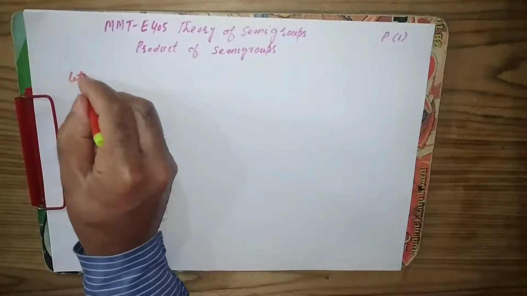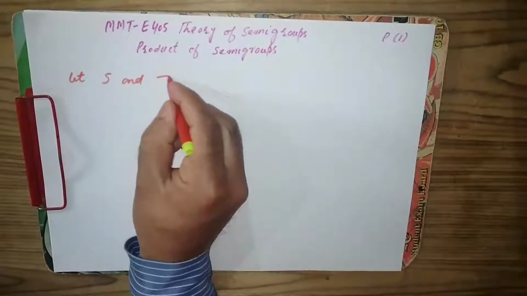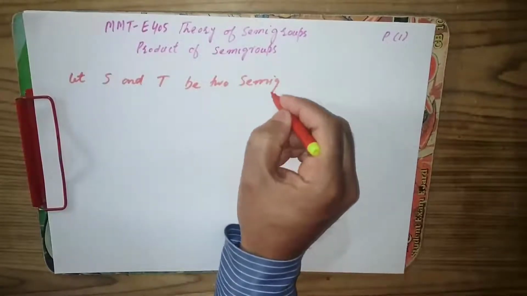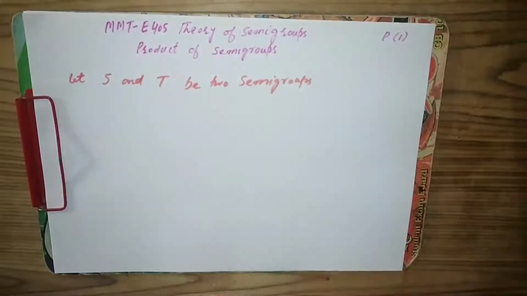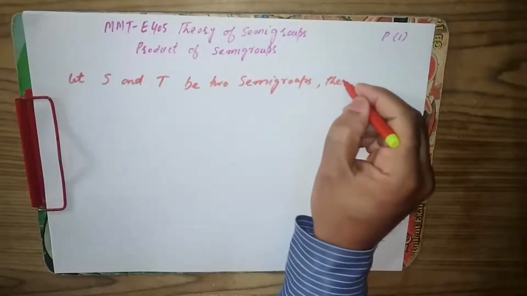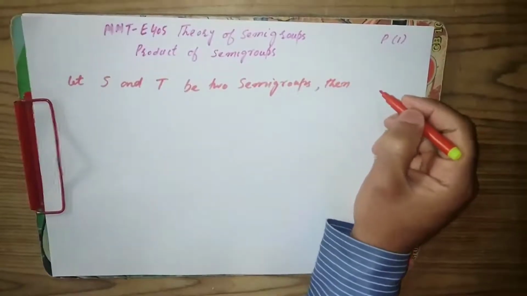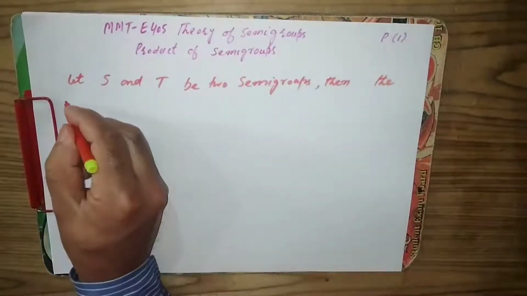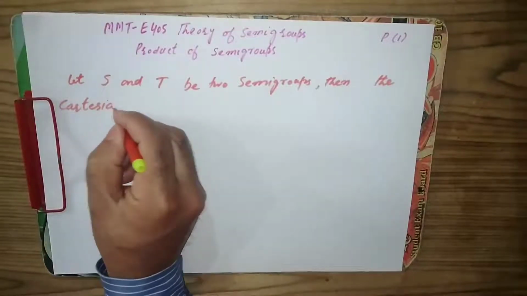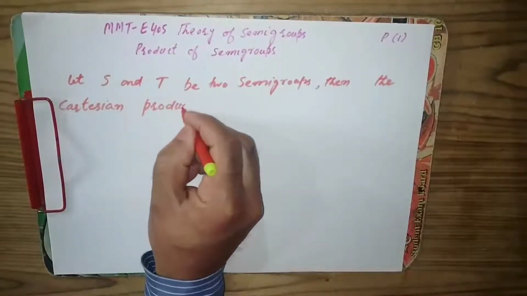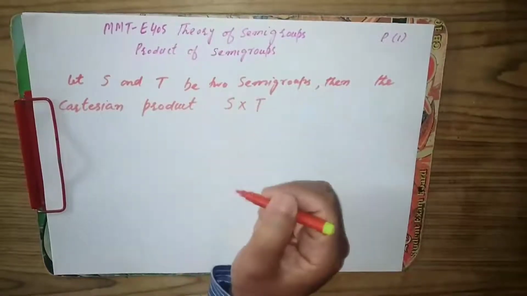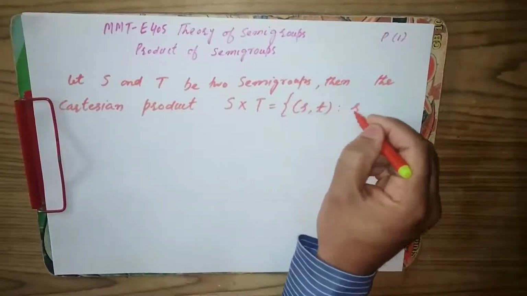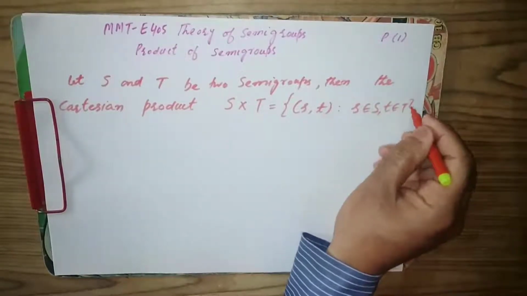Let S and T be two semigroups. Then their Cartesian product S cross T, which is the set of ordered pairs (s, t), such that s is in S, t is in T, is a semigroup.